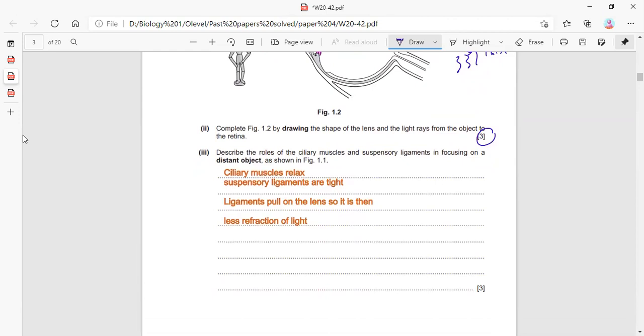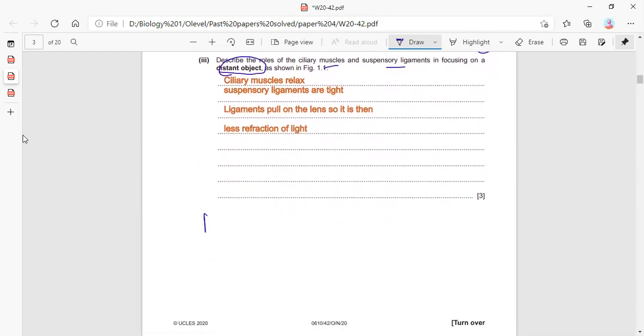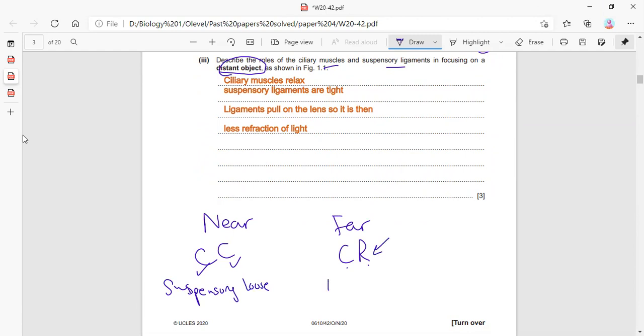طيب هنا بقى قال لي describe the role of the ciliary muscle and the suspensory ligaments in focusing on a distant object. فار, عايزه في الفار. نفتكر تاني النير سي سي, يبقى الفار هيبقى CR. هنا سيليري كونتراكت، هنا سيليري ريلاكس. طالما السيليري ماسل كونتراكت يبقى السسبنسري ليجمنتس هتبقى ايه؟ لوس. طب هنا السيليري ماسل ريلاكس يبقى الليجمنتس هتبقى تايت.